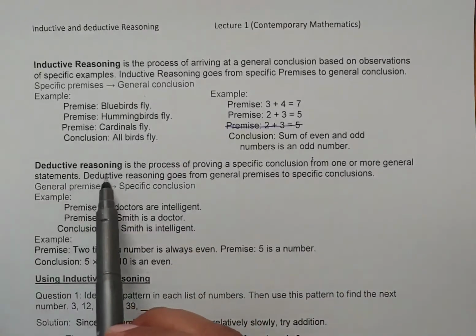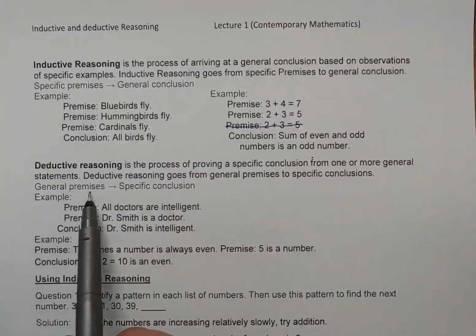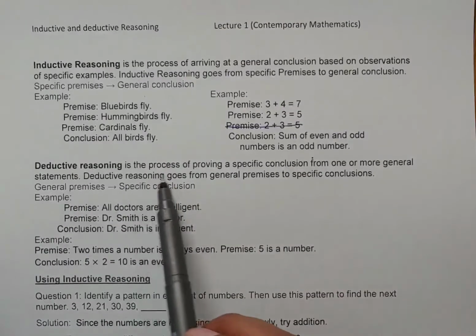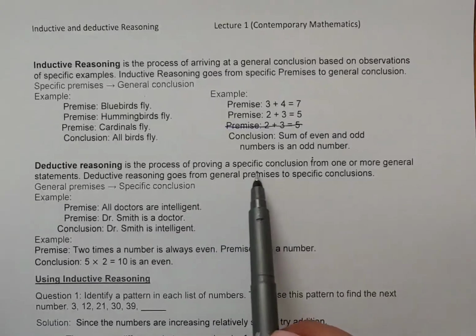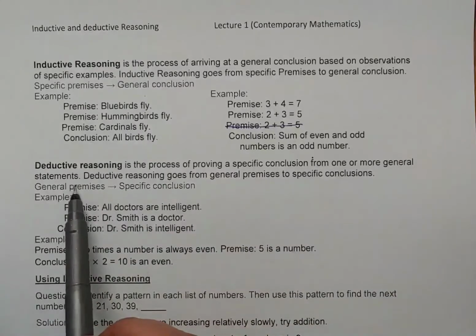Now the deductive reasoning always goes from general premises to a specific conclusion. This is a process of proving a specific conclusion from one or more general statements.